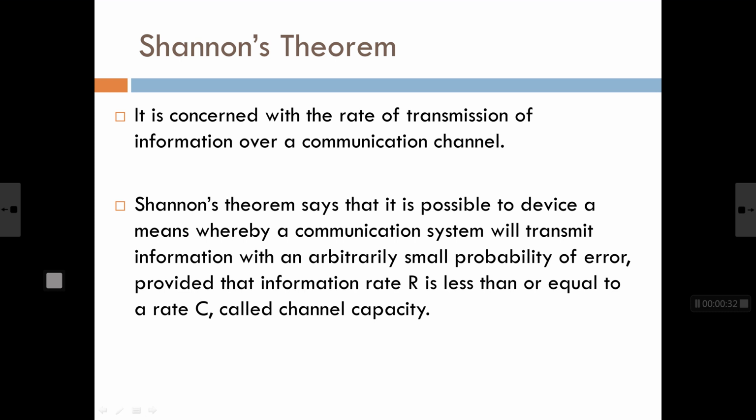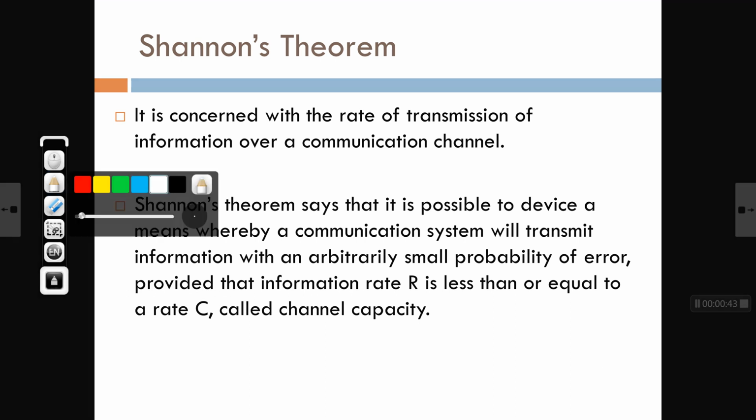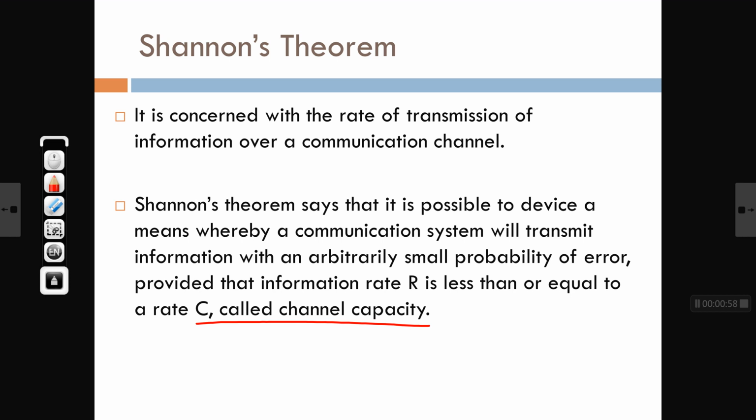Now, this is the theorem. Let us see what it says. The Shannon theorem says that it is possible to devise a means whereby any communication system will transmit information with an arbitrarily small probability of error, provided that the information rate is less than or equal to a rate C, which is channel capacity. So, it is concerned with the rate of transmission of information.